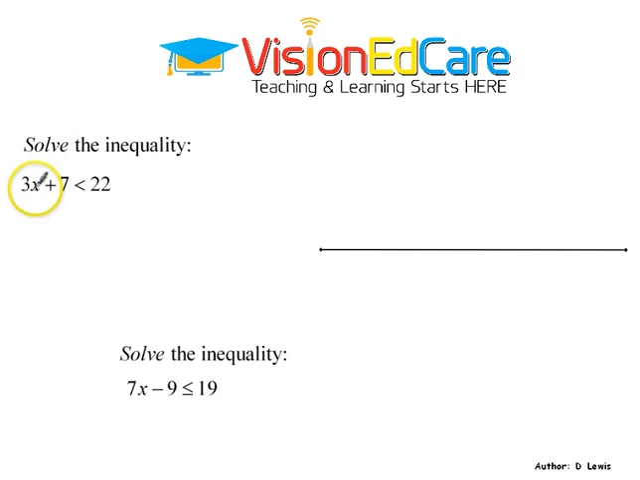Here we have 3x plus 7 is less than 22. And you're asked to solve this inequality. You solve it just like a normal linear equation. So we need to solve for x. So we need to get the x term on one side of the equation. So let us get rid of the positive 7 on the left hand side here. So I'm going to take 7 from both sides.